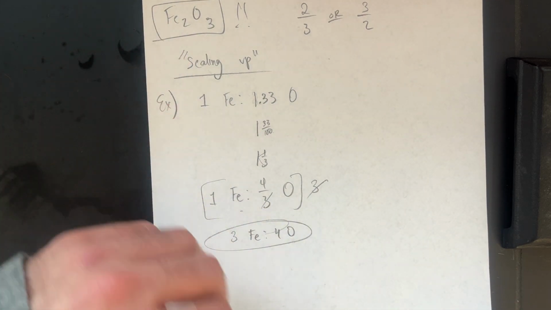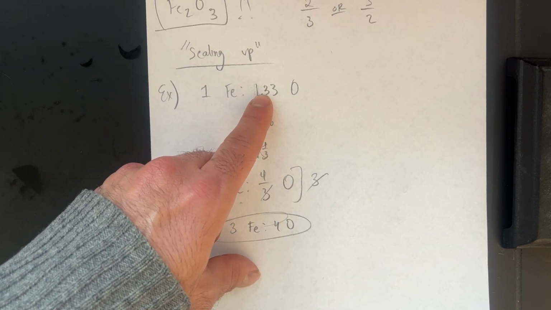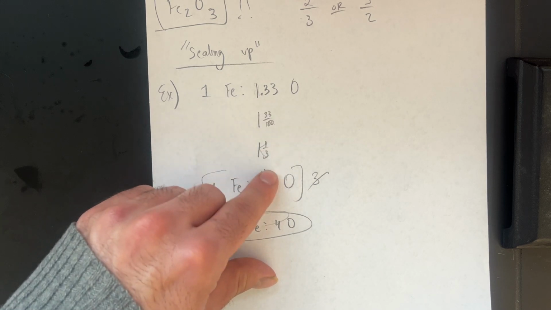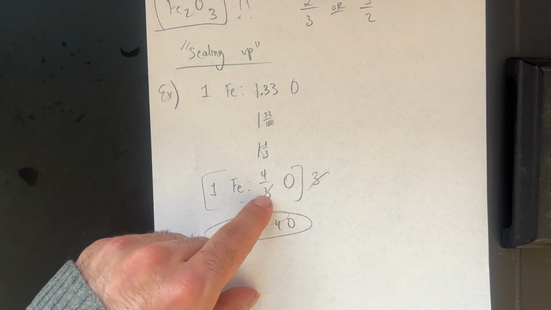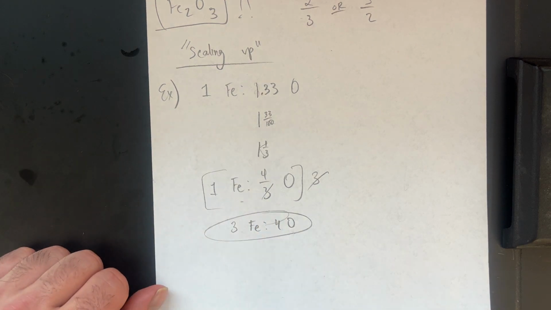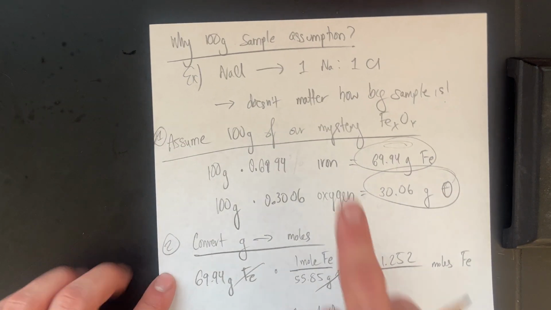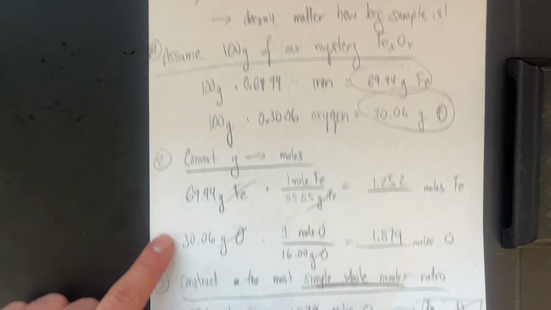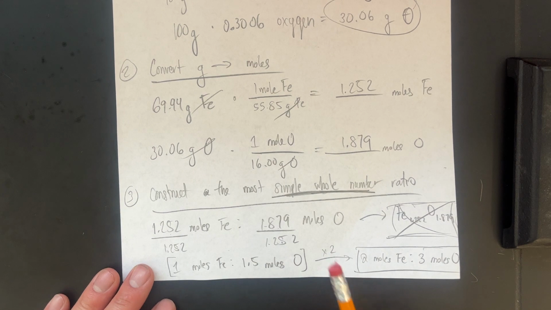And so basically with scaling up, what I recommend is to put your number in terms of a fraction and then turn it into a mixed number. And then you can just multiply by the divisor here. So yeah, that's how I would do it. But all that to say, this is how we go from a percentage to an empirical formula. What you do is you assume 100 grams, convert grams to moles, and then construct the most simple whole number ratio of varying degrees of difficulty depending on the chemistry you're in.